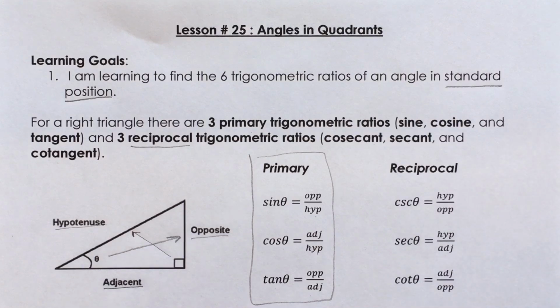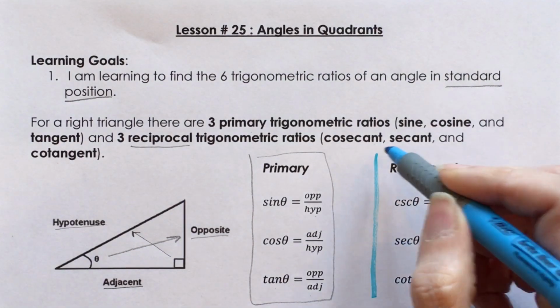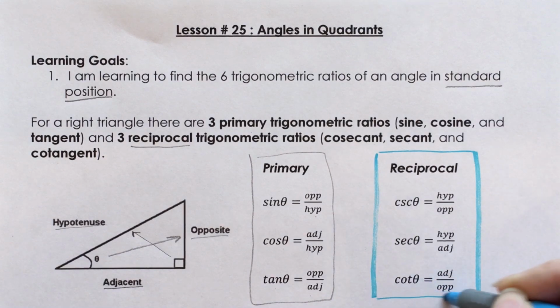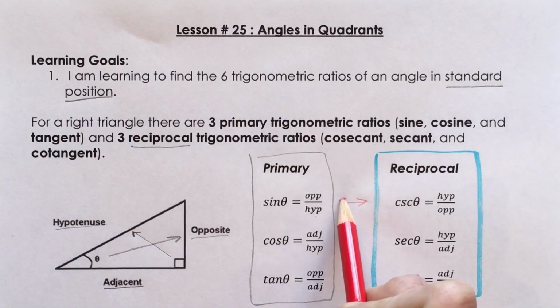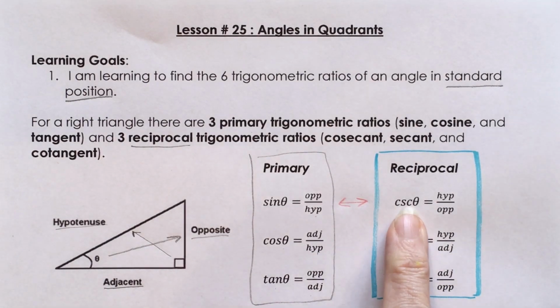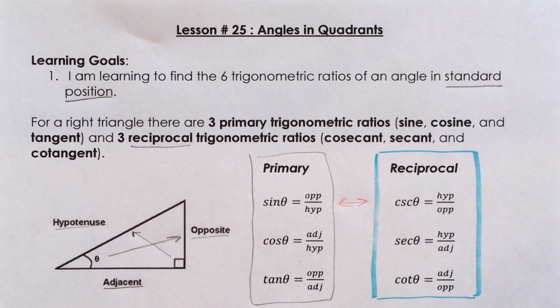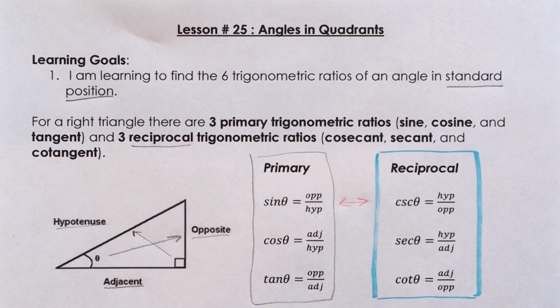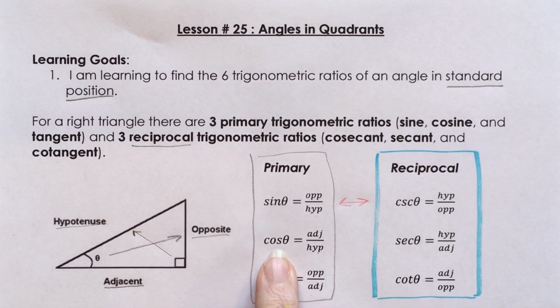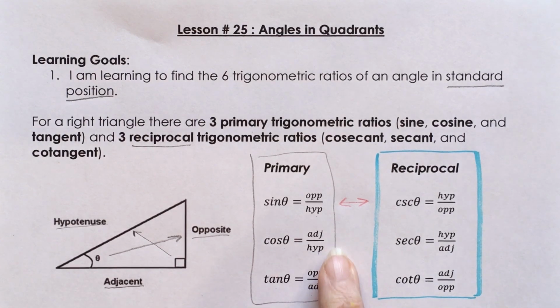So the reciprocal trig functions correspond. So sine and cosecant are reciprocals of each other. So CSC stands for the cosecant of angle theta, and it's the reciprocal, so instead of opposite over hypotenuse, it's hypotenuse over opposite. Secant is the reciprocal of cosine, so instead of adjacent over hypotenuse, it's hypotenuse over adjacent. And cotangent is the reciprocal of the tangent, so it's adjacent over opposite.